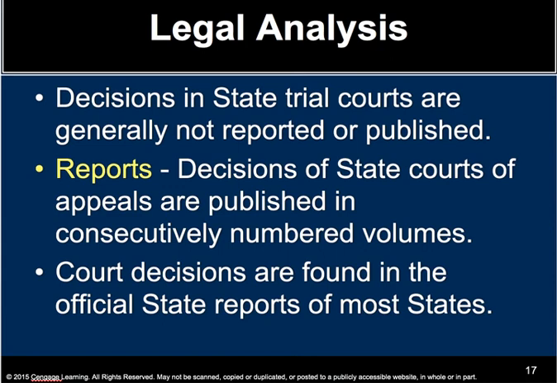Decisions in state trial courts are generally not reported or published. Decisions of state courts of appeal are published in consecutively numbered volumes, and court decisions are found in the official state reports of most states. Why is this important? Well, again, we mentioned this whole thing of precedent and the courts creating law. Again, trial courts do not create law. That's why the decisions of state trial courts are not reported and they're not published. The decisions of courts of appeal are usually reported and are usually published.